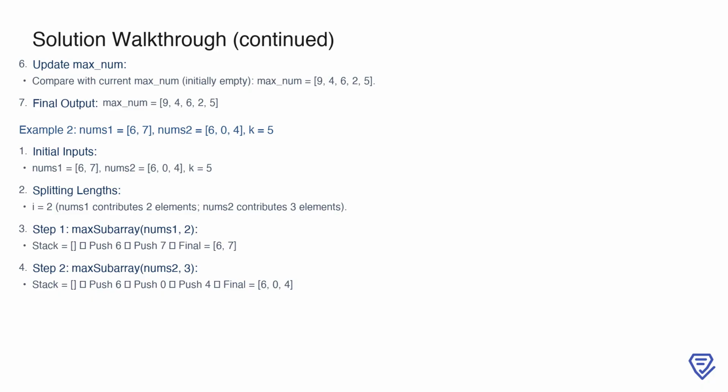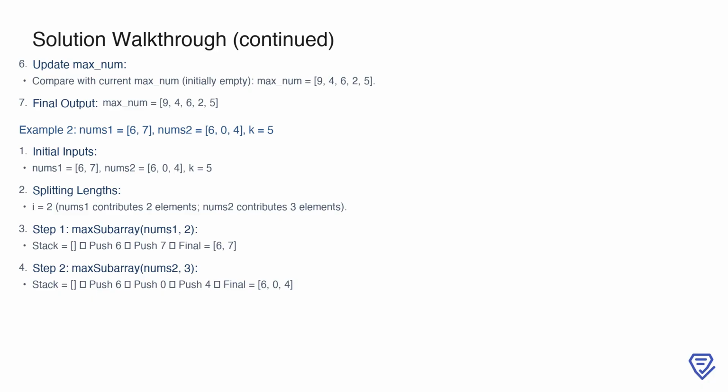With the merged result, 9, 4, 6, 2, 5, we now compare it with the current maximum number, which is initially empty. Since our merged result is larger, it becomes the new maximum number. The final output for this example is 9, 4, 6, 2, 5.